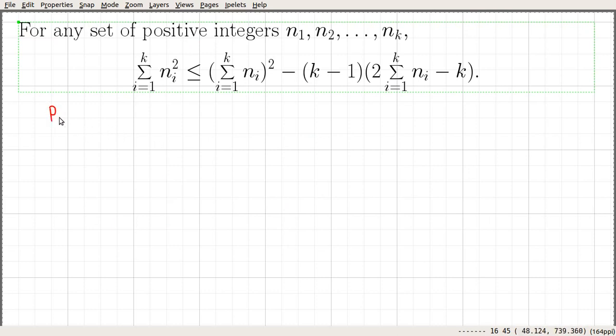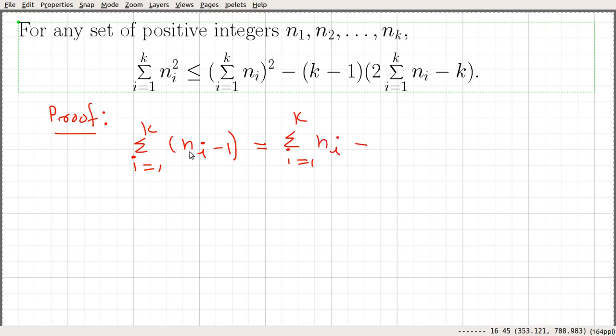So again it is going to be algebra. So go from one step to another and do some arithmetic. Okay, go from one step to another. Okay. So let's consider this quantity, the sum from i equal to 1 to k of ni minus 1. And we can see that this is nothing but the sum of ni minus, so if you distribute the summation here we have the sum from i equal to 1 to k of 1. So you are adding 1 k times, so this will be k.